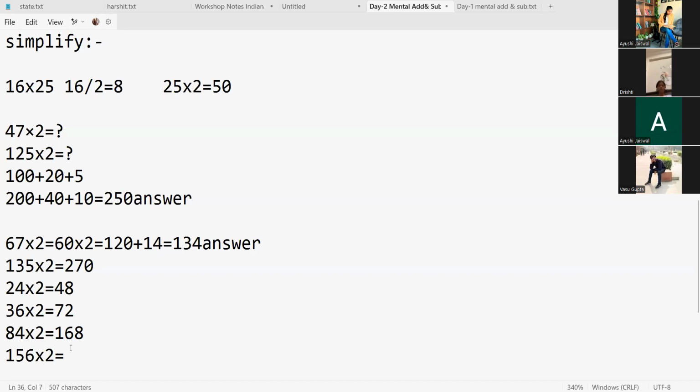First, separate, then combine. Okay? That is your step: separate and combine.